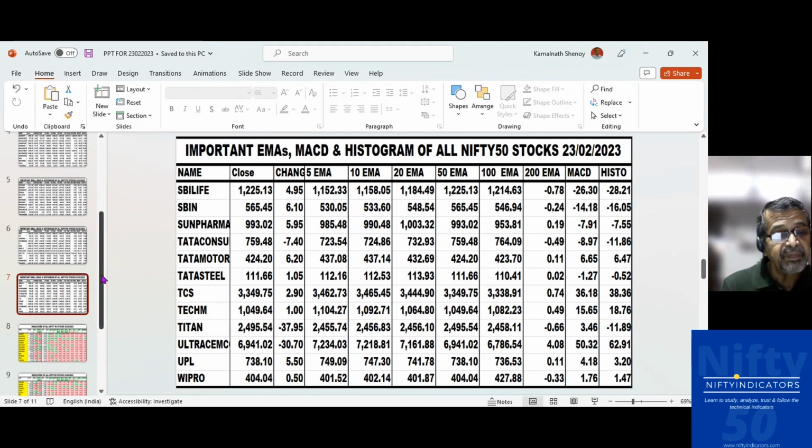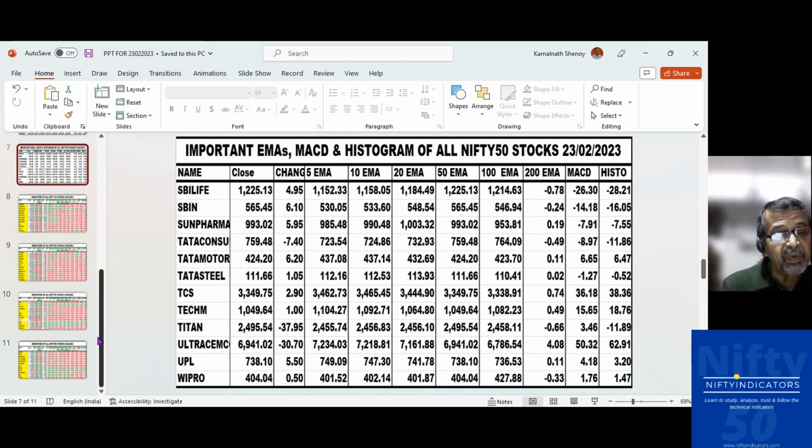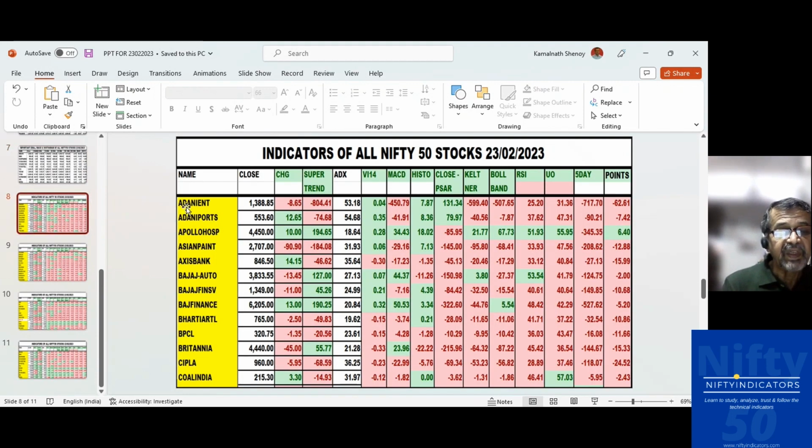The same way, the important indicators of the same 50 companies, Adani Enterprises to Coal India, of course, I'm presenting here: Supertrend, ADX, Vortex 14, MACD, histogram, PSR, Keltner channel, Bollinger Band, RSI, Ultimate Oscillator, and 5-day moving average.